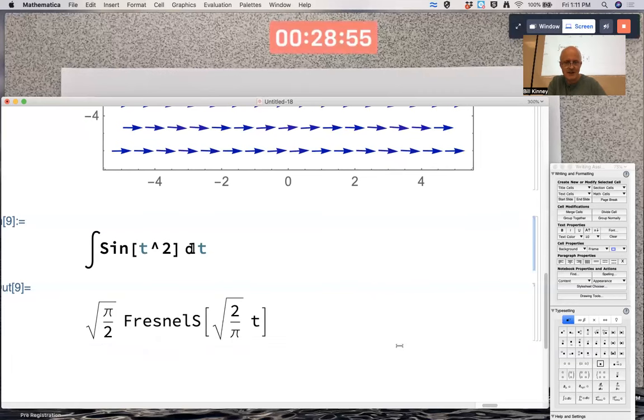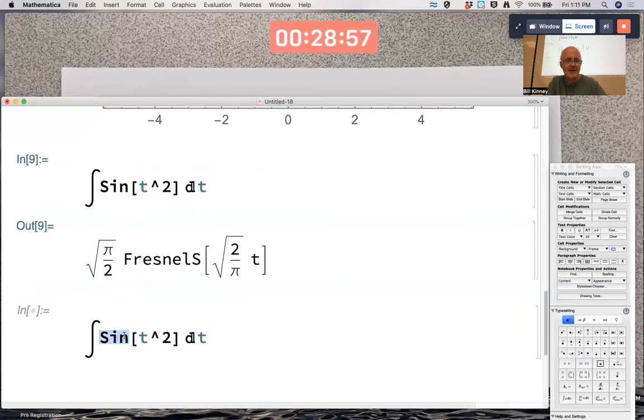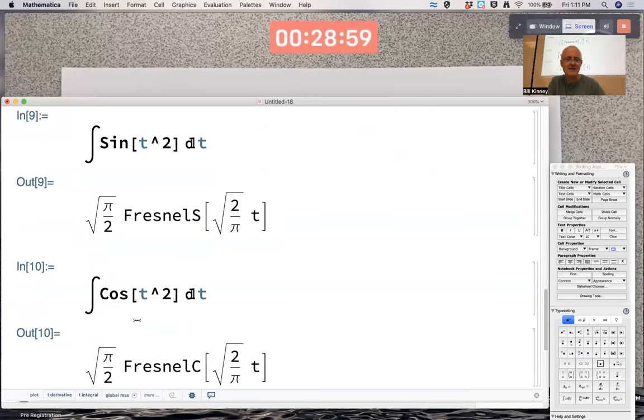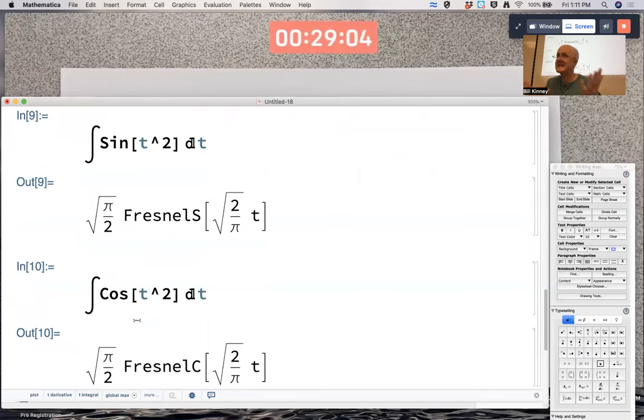If I change the sine to cosine, is it Fresnel C? I think so. Fresnel C. They're related to sine and cosine.